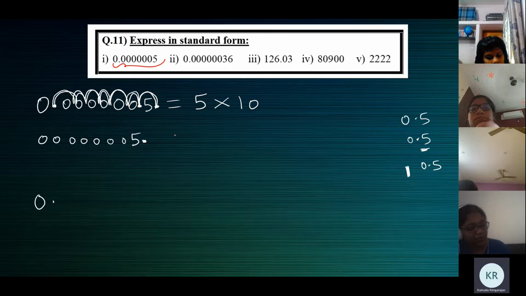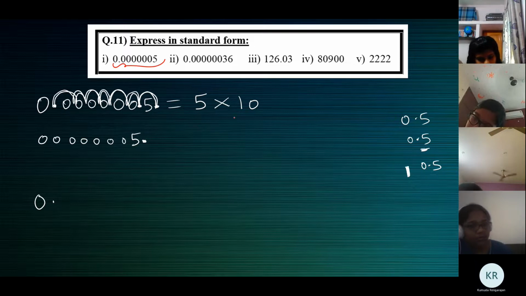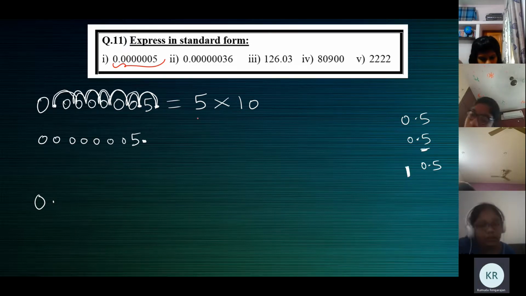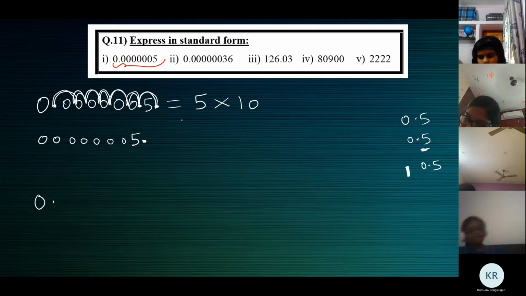If the given number is small, but by shifting the decimal point, you have increased its value, then raise 10 to a negative power. Suppose the given number was large, and by shifting the decimal point, you have made the number small. Then you must raise 10 to a positive power.